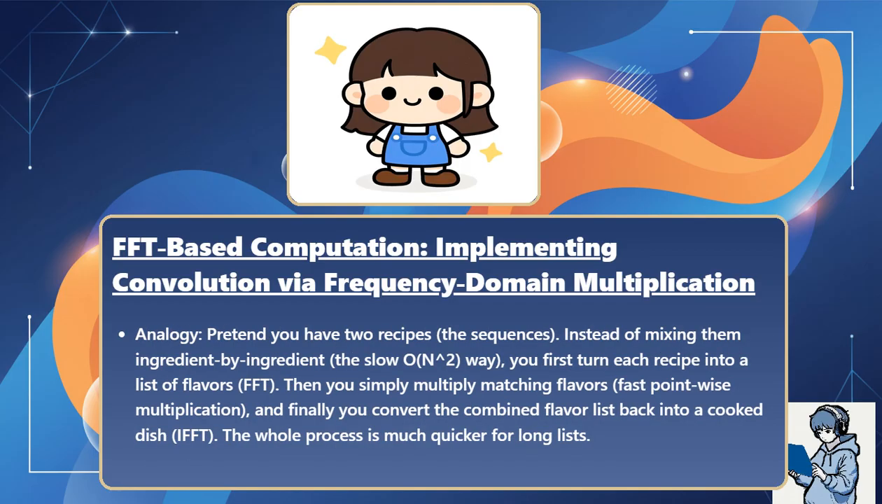Analogy: pretend you have two recipes, the sequences. Instead of mixing them ingredient by ingredient the slow O of n squared way, you first turn each recipe into a list of flavors, FFT. Then you simply multiply matching flavors, fast pointwise multiplication, and finally you convert the combined flavor list back into a cooked dish, IFFT. The whole process is much quicker for long lists.